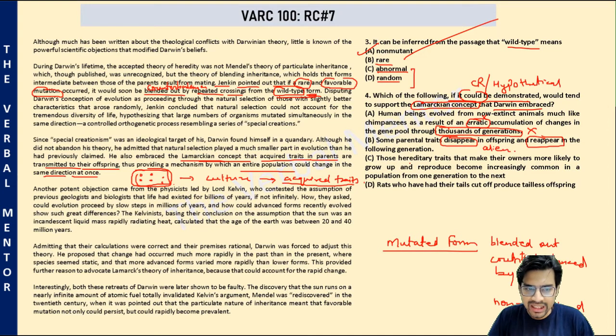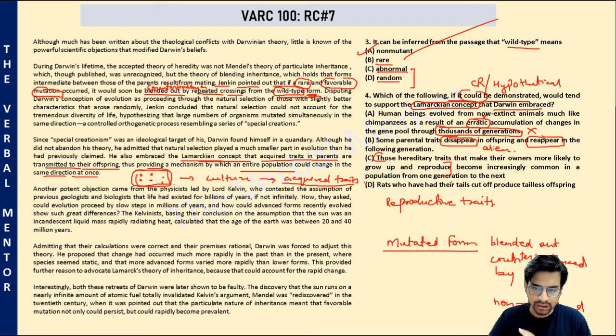Option C, those hereditary traits that make their owners more likely to grow up and reproduce become increasingly common. Simplify this part first. Which traits is he talking about? Hereditary traits that make the owner of the trait more likely to grow up and reproduce. So if I have a trait, I am the owner of the trait. So in short, he's talking about reproductive traits. Now read the sentence. What does option C say? Option C says reproductive traits become increasingly common in a population from one generation to the next.